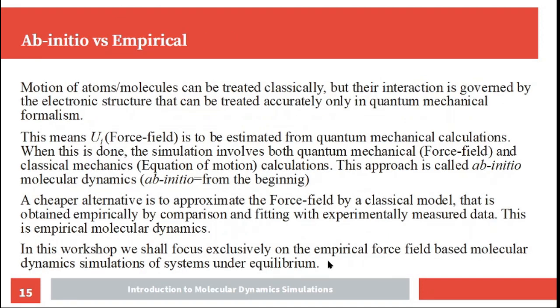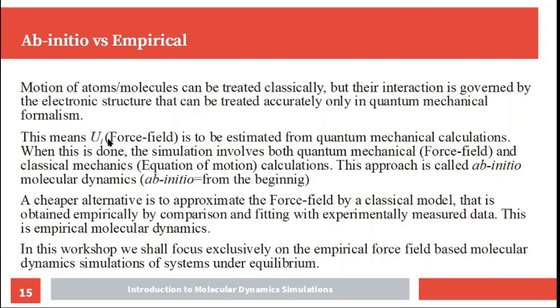Finally, as I alluded to earlier, we need to distinguish between two different types of molecular dynamic simulations, that is ab initio versus empirical. So we agree that motion of atoms and molecules can be treated classically, but their interaction is governed by the electronic structure that can be treated accurately only in quantum mechanical formalism. So this means U, that is force field, is to be estimated from quantum mechanical calculations.